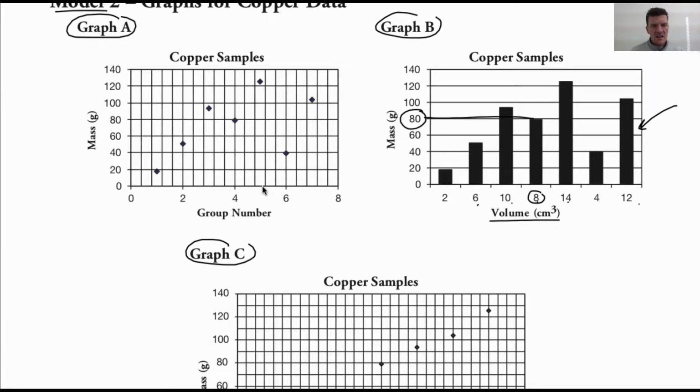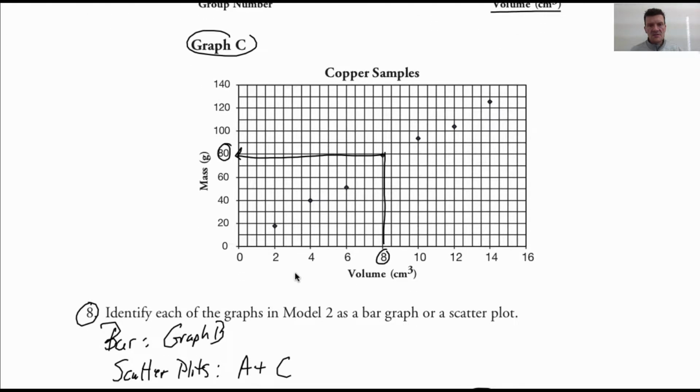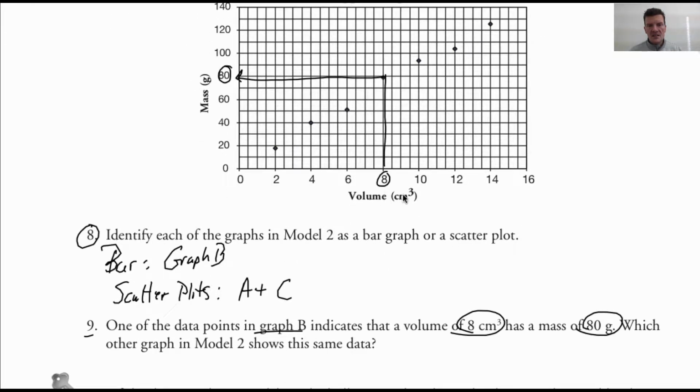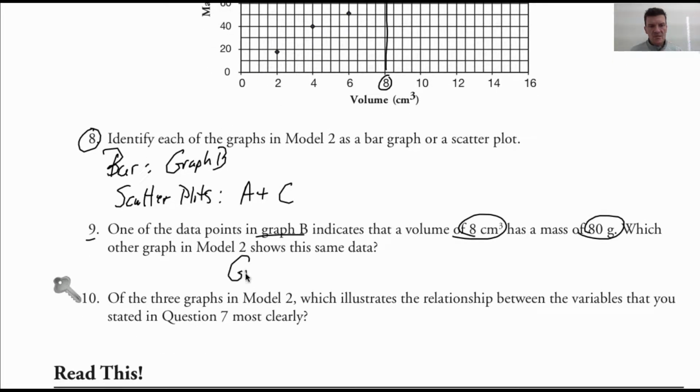So the other one that shows that, well, let's see here. We've got to find 8, 4, 8. Here's 8. There's nothing for 8 on this one. If I go up to 8, there's no point on this line. But if I go to graph C and I go to 8 and go up, there's a point there, and I go over to the y-axis, and it is indeed 80 grams as well. So graph C is showing that 8 cubic centimeters has a mass of 80. Okay, so that would be graph C.